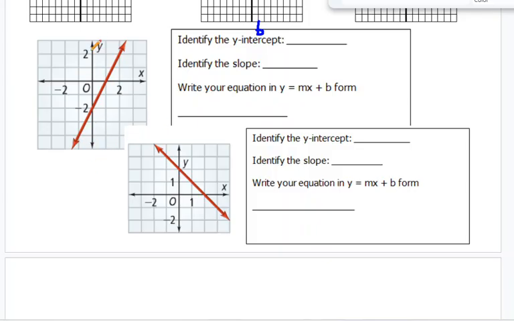So you just look to see where it crosses your y-axis. Your y-axis is the one that goes up and down, the vertical axis. I see it crosses the y-axis right here at negative 2. So my y-intercept is negative 2.